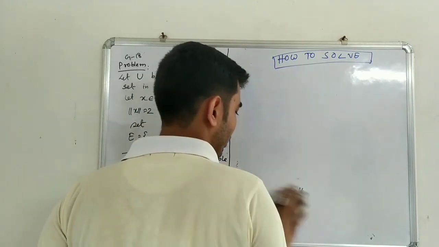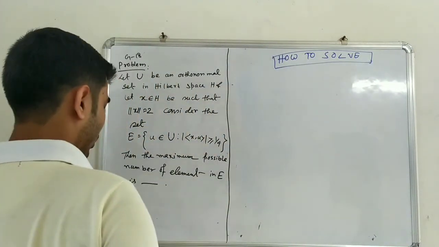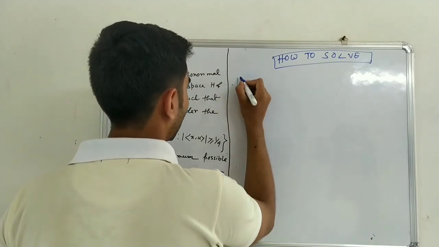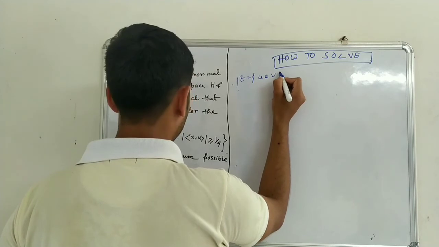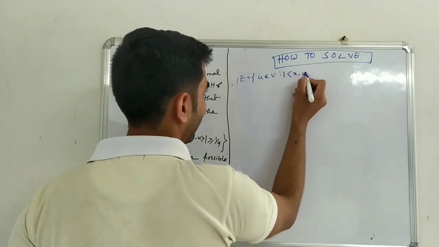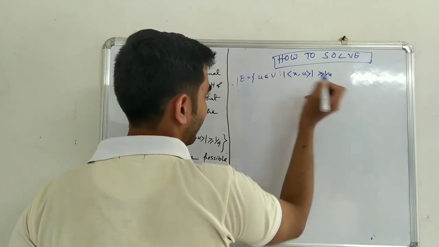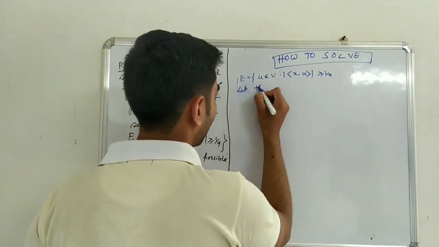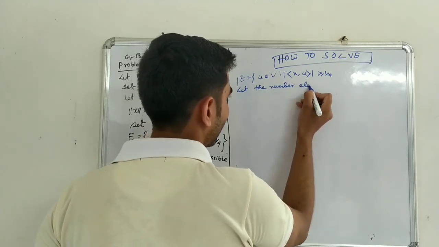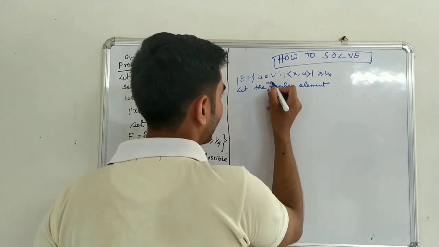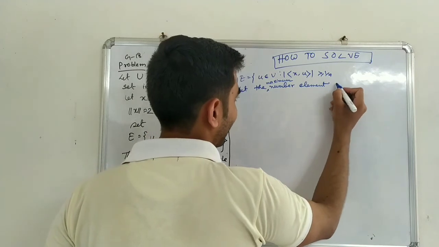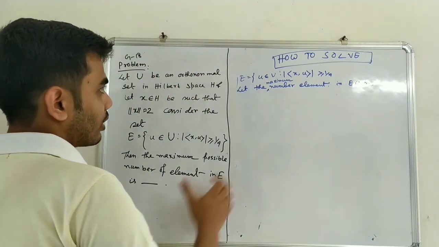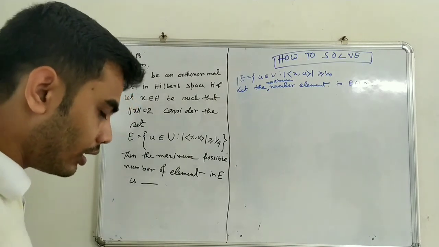So given that E is equal to this. Clear? So E is equal to u belongs to capital U such that modulus of inner product of x and u is greater or equal to 1 by 4. Clear? Now we have to find the maximum possible number of elements in E. So let the maximum number of elements in the set E be n.